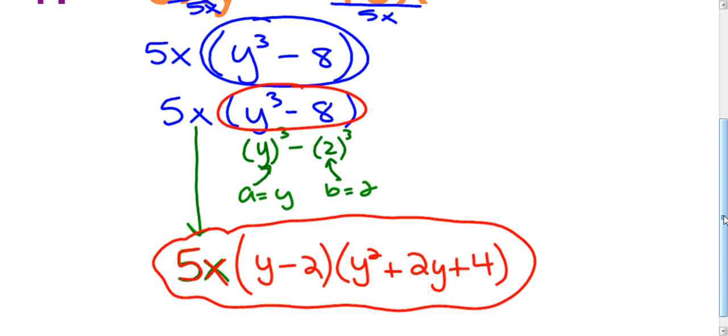I want to tell you too, you guys, by the way, sometimes you'll get something that looks like this, and lots of people don't recognize that as a difference of cubes, but 1 times 1 times 1 is 1, so this would be y cubed minus 1 cubed, and hopefully then you can see that your a would be y and your b would be 1. So just know that that might pop up in your homework or your accelerated math or something, and it is a sum and difference of cubes, okay? So just know that.